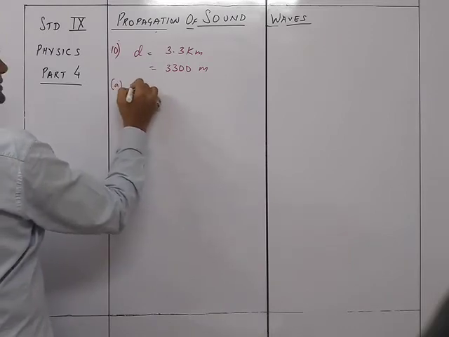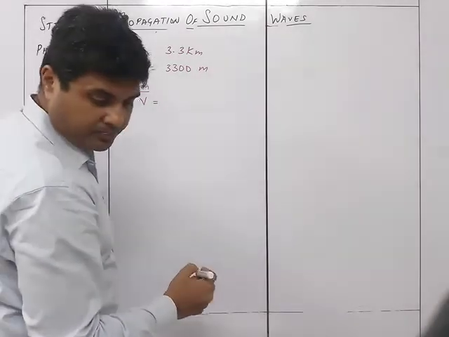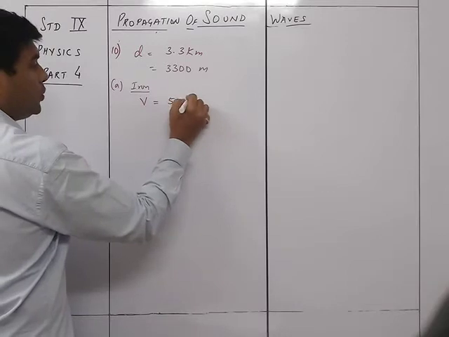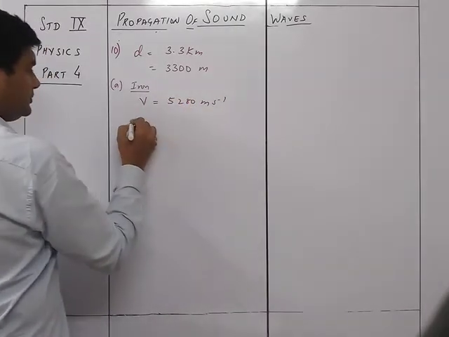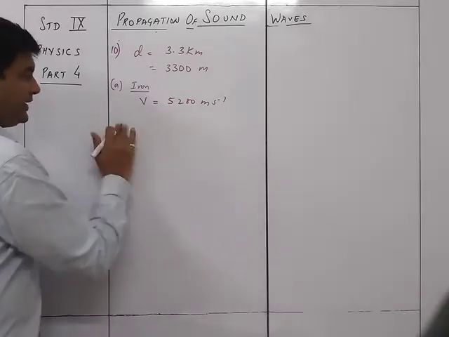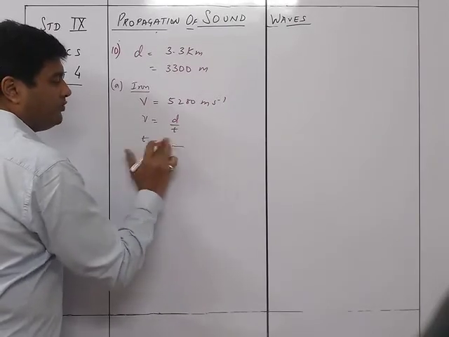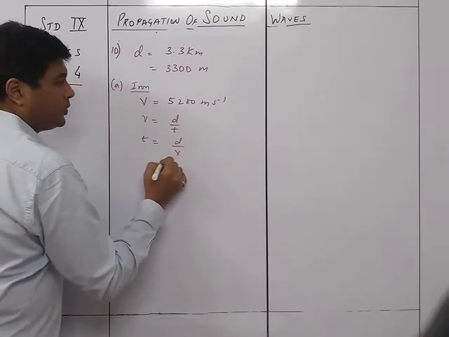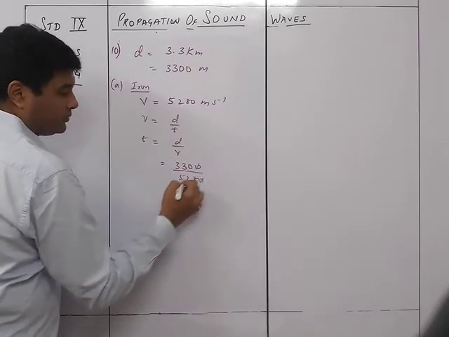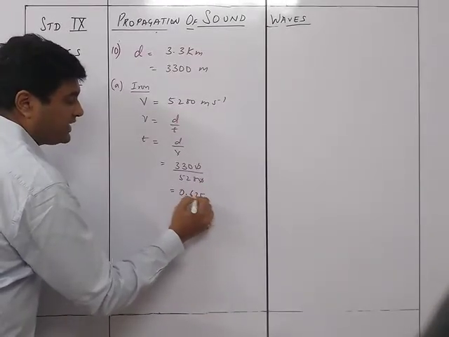Now the A part is in iron. Again, the velocity in case of iron is taken as 5280 meters per second. So V is equal to d upon t, so t is equal to d upon v, which is 3300 upon 5280. On cancellation we get 0.625 seconds.